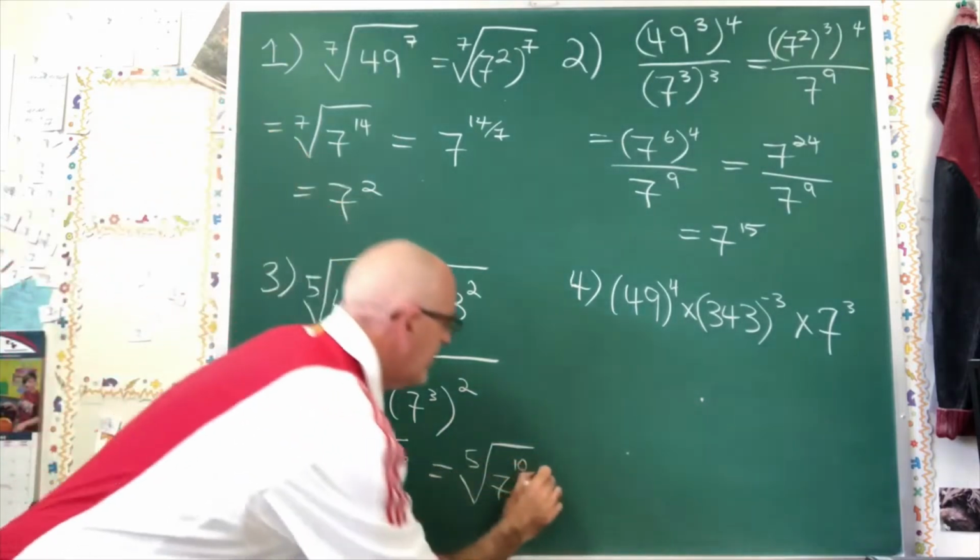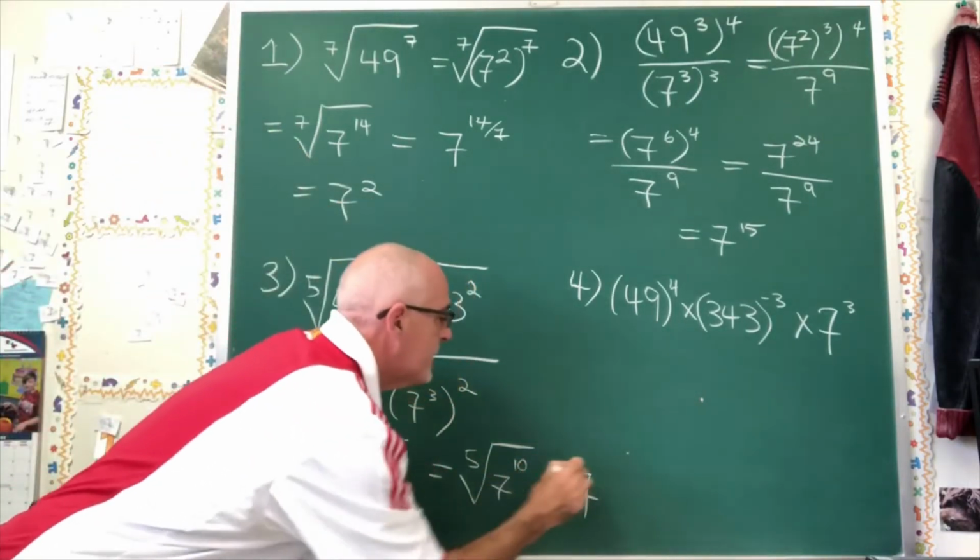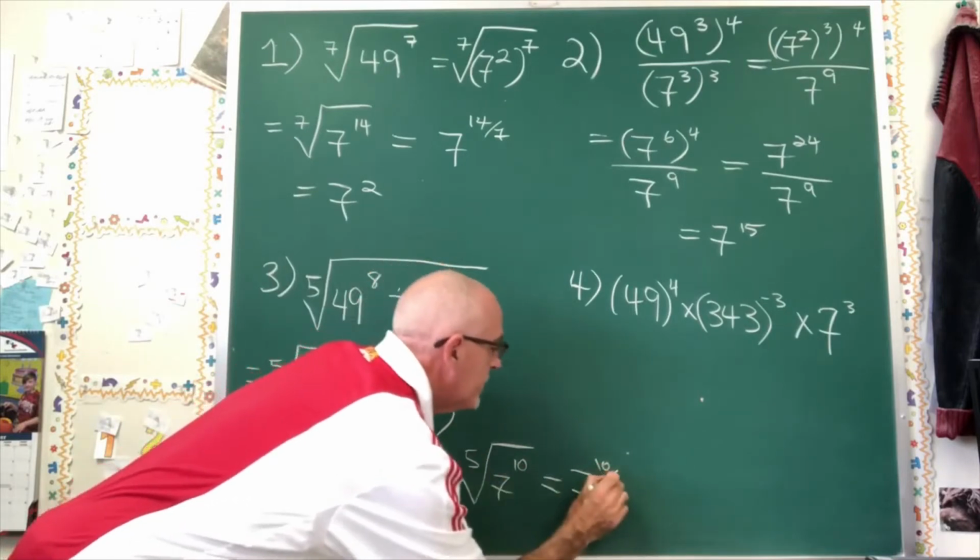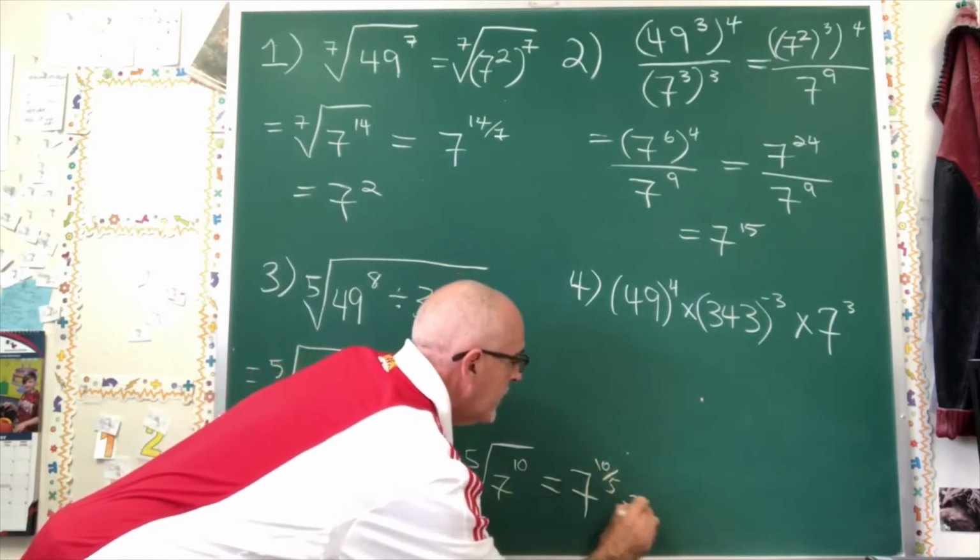And converting into exponential form, same base. 10 is my numerator, 5 is my denominator. So I have 7 squared.